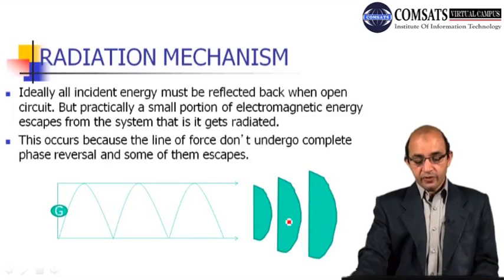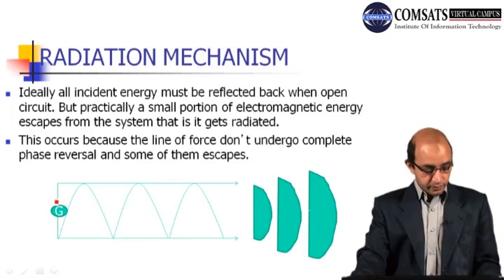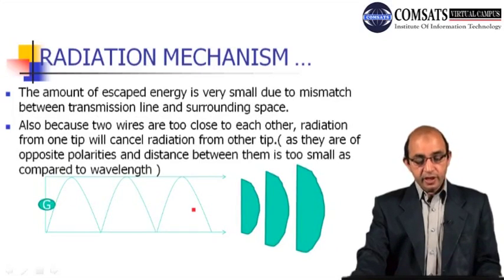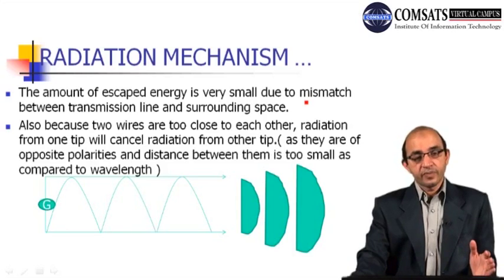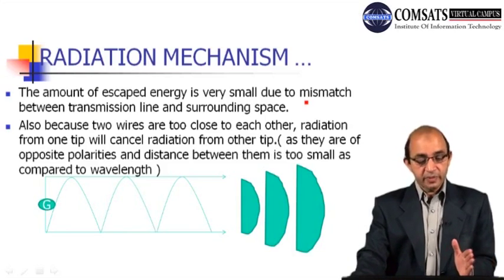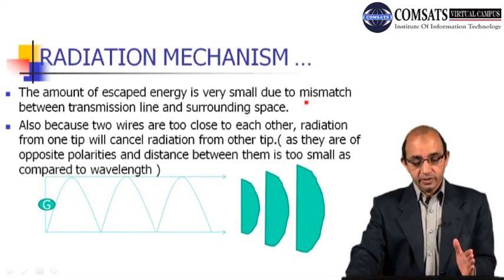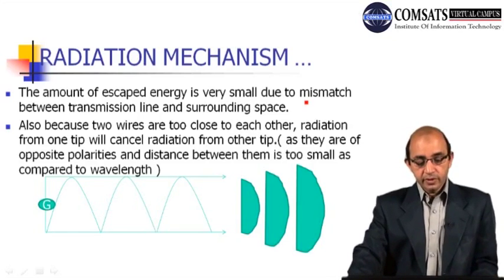So you can see that we have the energy or radiation patterns escaping from the system as a result of the to-and-fro motion of this source. The amount of escaped energy is very small due to mismatch, because on one side we have copper or metallic conductor, and on the other side we have free space, so there is a mismatch, right? So we can also have the concept of mismatching over here.